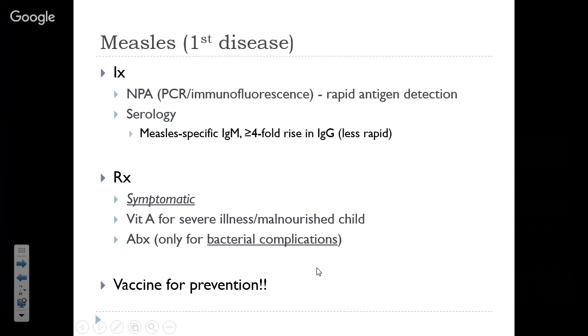Investigations-wise, you can do a nasopharyngeal swab for rapid antigen detection or serology for slower detection as well. Treatment is generally symptomatic, and a lot of the treatment for many of the viral exanthems is just symptomatic, supportive. Rarely is there a specific indication for treatment. So just advise the parents of those topics we discussed before. You can consider vitamin A if there's a serious illness, and antibiotics are generally only indicated for bacterial complications that occur. And of course, you've got the vaccine for prevention as well.